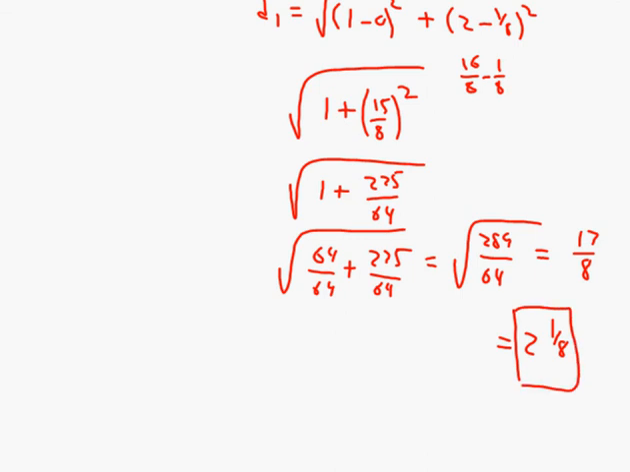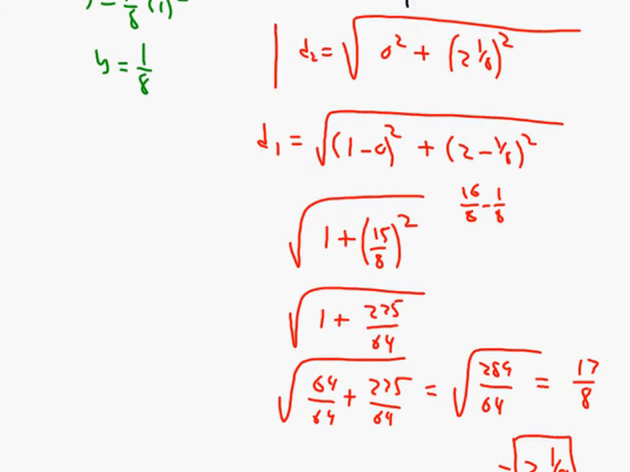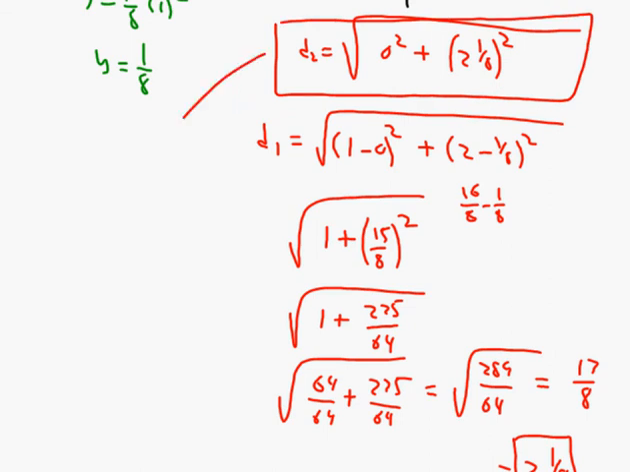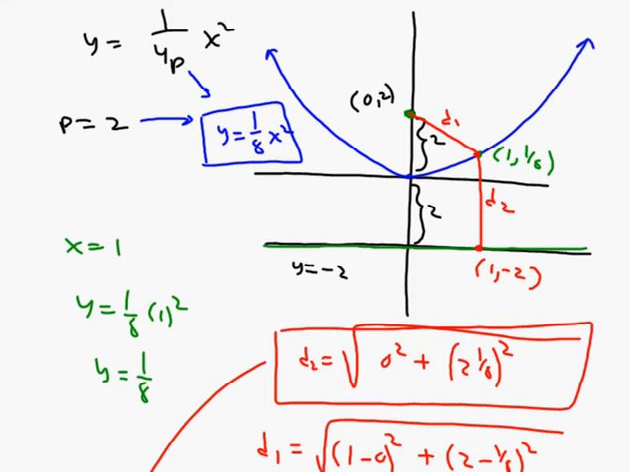Now if we go back up top for a minute, distance 2 is the square root of 2 1/8 squared, so that also is 2 1/8. And sure enough, we verified that, at least in the case when x is equal to 1, this equation with p equals 2 makes sure that the distances between those points are the same. Sort of a fun thing.